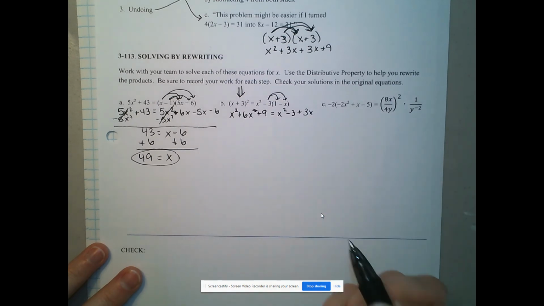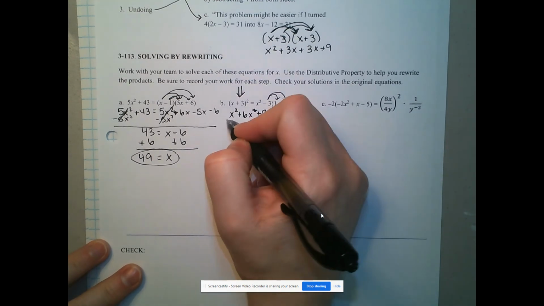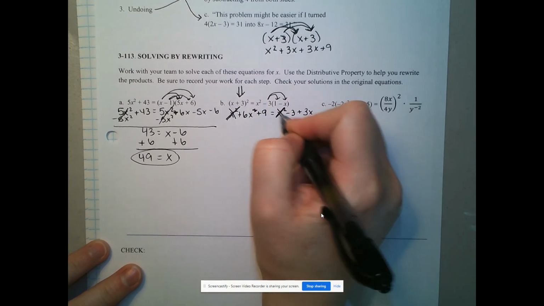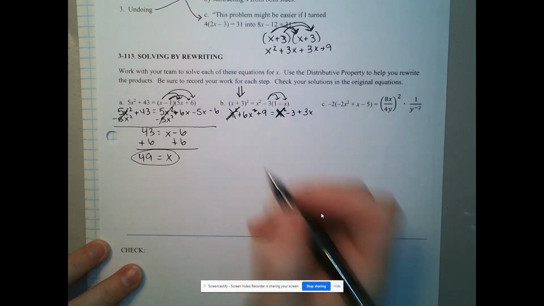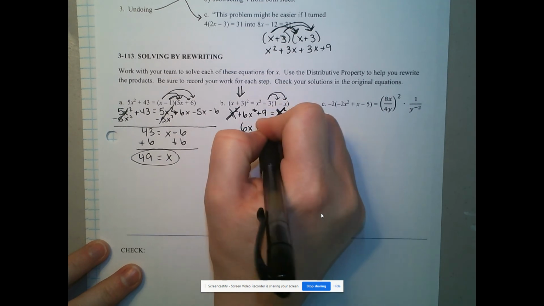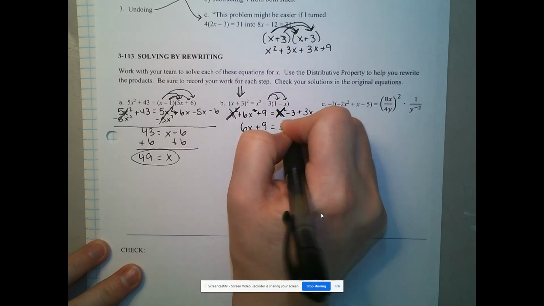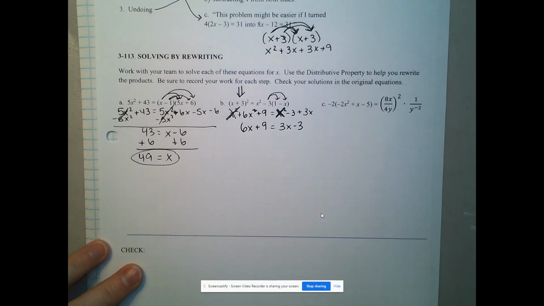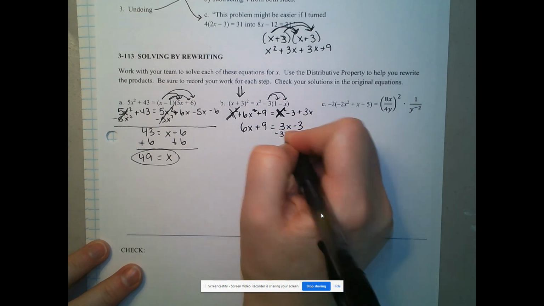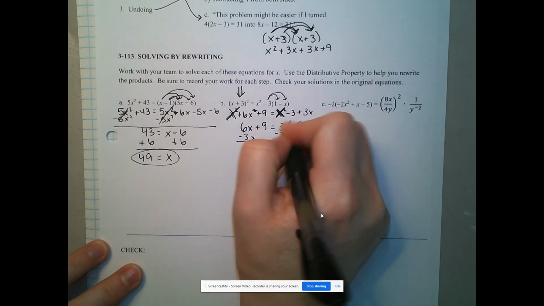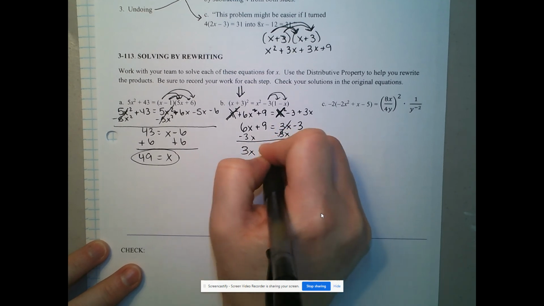I can start simplifying. I would subtract x squared from both sides. So I'm actually just going to cross them out because minus x squared would cancel. And then I would have 3x minus 3. I would want to get all of the x terms on the same side. So I would subtract both sides by 3x.